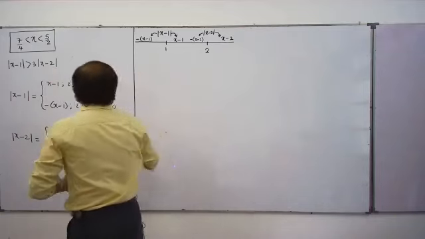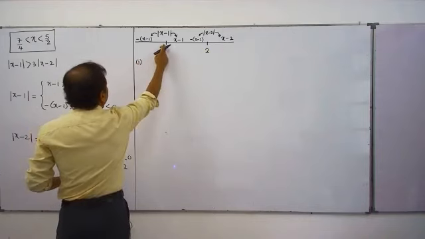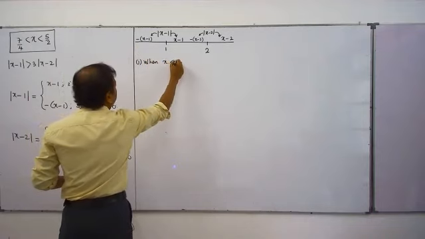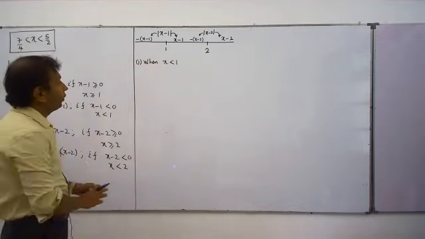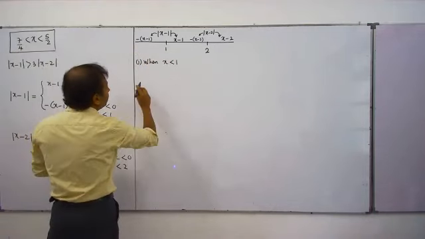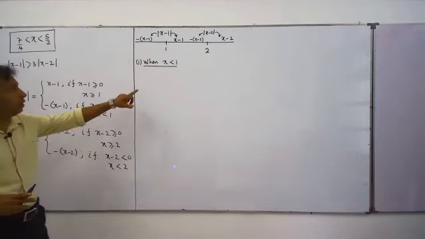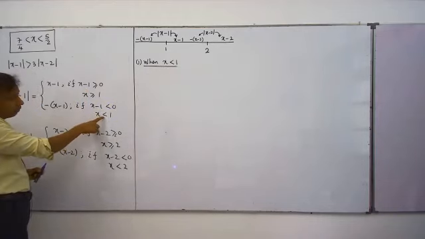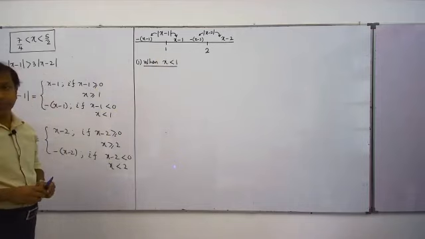Then the first interval is this interval, less than 1. First one is when x less than 1. Then, remember, we don't put here an equal sign. The reason is this. See, in the definition, this x less than 1 is available. This is that place. There we don't have an equal sign. Then here also the equal sign we don't consider.